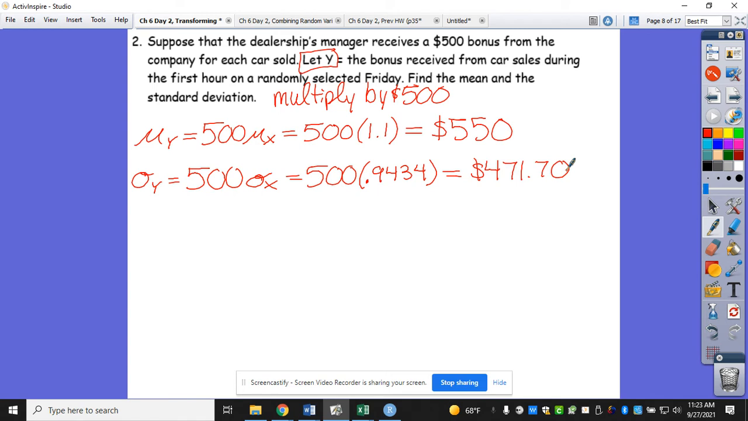So that means we expect the amount of bonus received in the first hour of business on Friday to vary from the mean of $550 by an average of about $471.70. Does that seem very good? Seems very inconsistent. So maybe good, maybe bad, but definitely inconsistent.